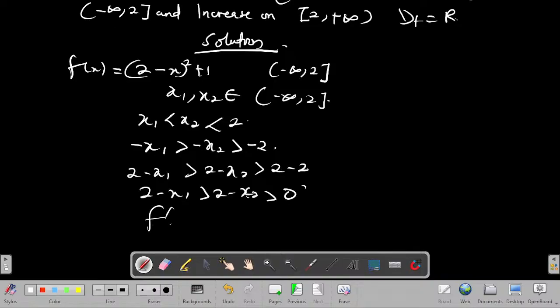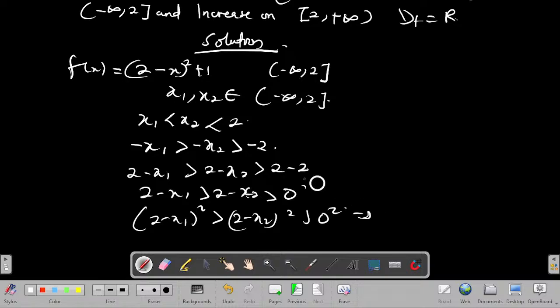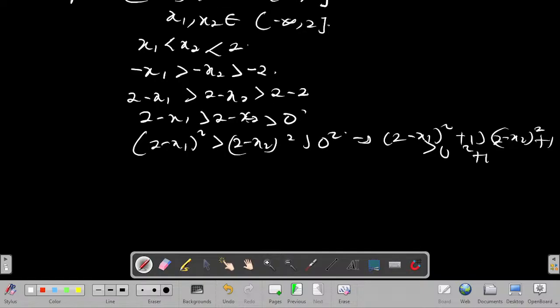Now what is 2 minus x1? The function, oh sorry, we are not done. The function is not done. Remember there is plus 1, and it is squared, so we are not done. So you first square it. So 2 minus x1 all squared is greater than 2 minus x2 all squared, greater than 0 squared. Then we add 1 to it. We have 2 minus x1 all squared plus 1 greater than 2 minus x2 all squared plus 1 greater than 0 plus 1. The answer is simple.